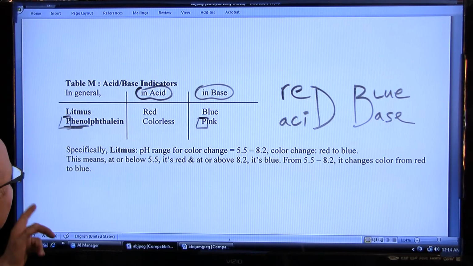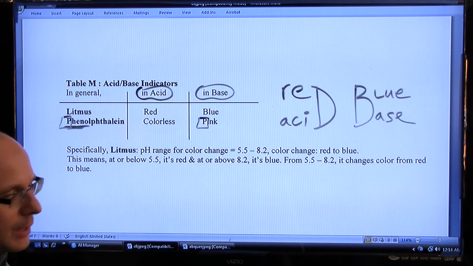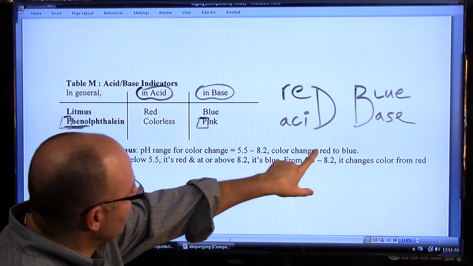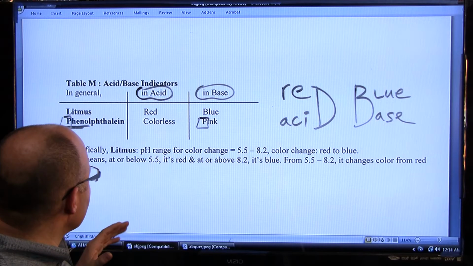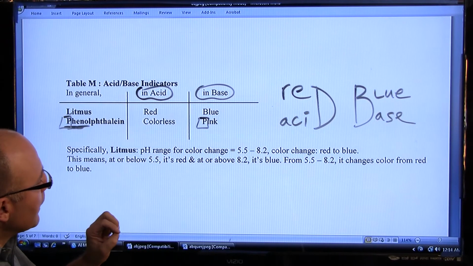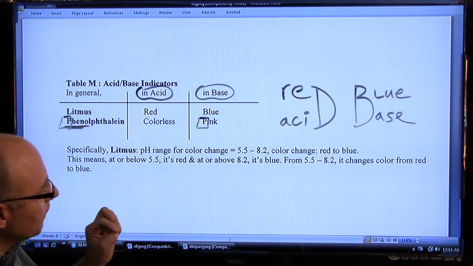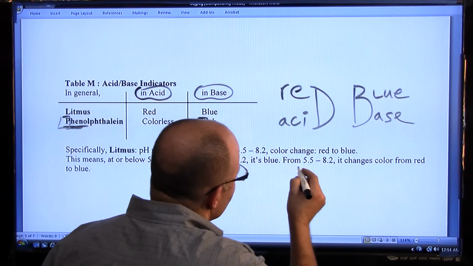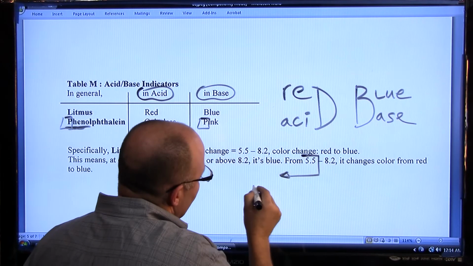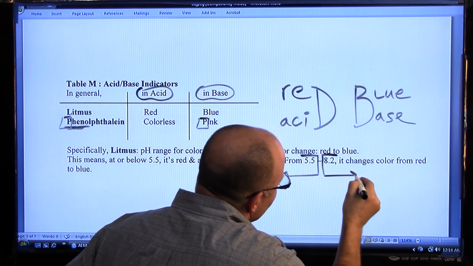Now specifically when you look at Table M, you'll see that litmus has a pH range in which it changes color. And it will say 5.5 to 8.2, and then it will say red to blue. So what they're saying is that at or below a pH of 5.5, the litmus is red, and above 8.2, it turns blue. So why don't we do it this way? From 5.5 and down, the litmus is red. And from 8.2 and up, the litmus is blue.